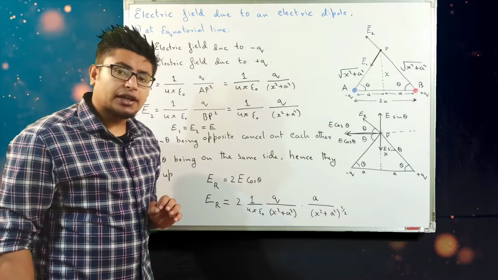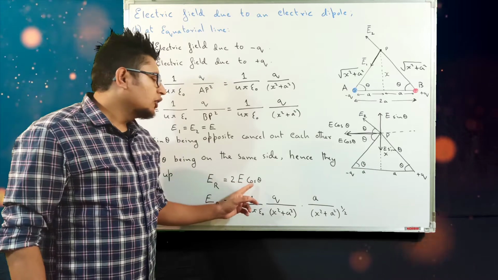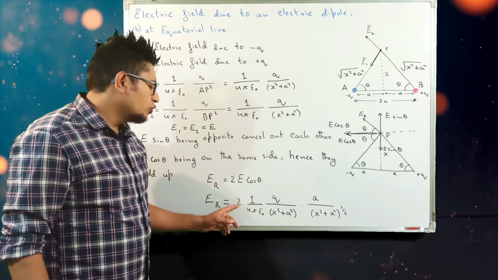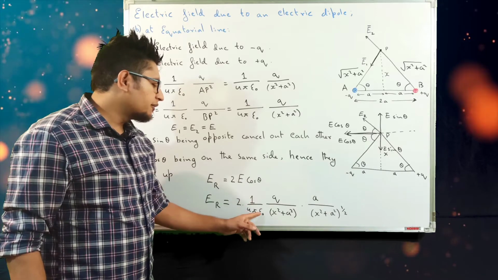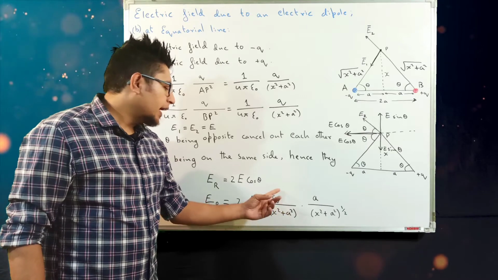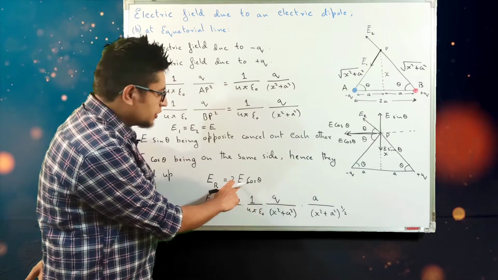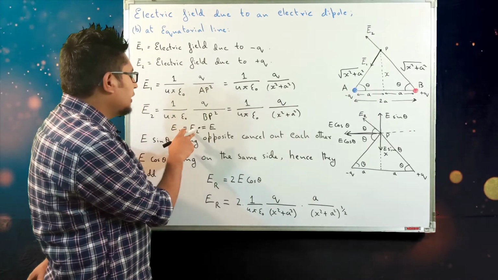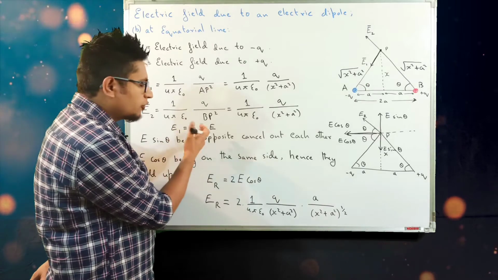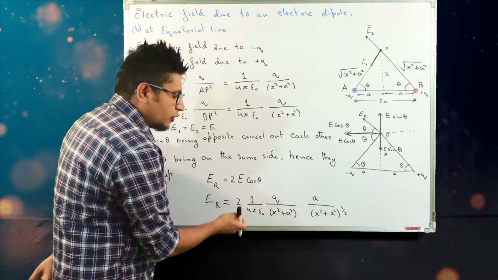Therefore, your resultant electric field becomes ER equal to twice E cos theta. So ER becomes 2 into 1 by 4 pi epsilon naught, Q divided by x square plus a square. I am just substituting here for this electric field. Since E1 is equal to E2, I can take it as E, and then I substitute it.